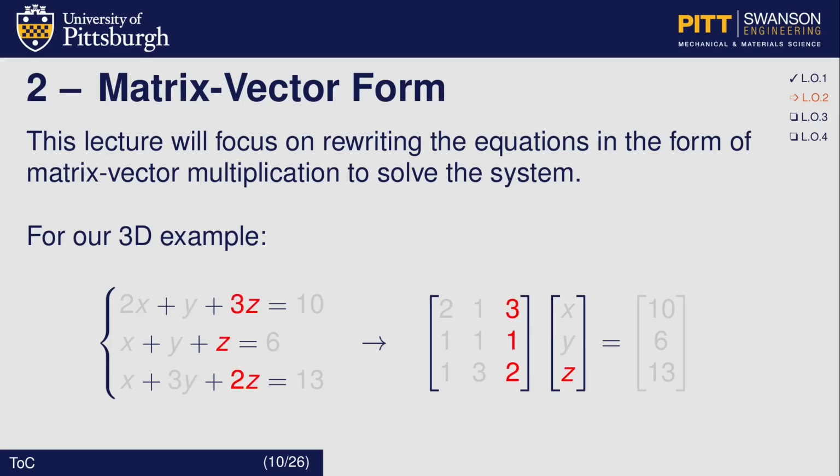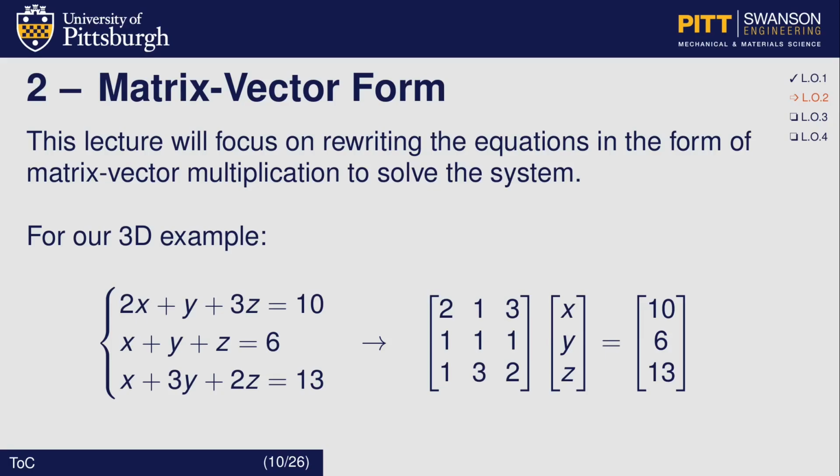And finally, the coefficients for z in all three equations form the third column, and the variable z is then the third entry into the variables vector. Then finally, a column vector is populated with the constants from each equation on the right-hand side of the new matrix equation. Altogether, the whole system of equations is converted into the following matrix vector relationship.